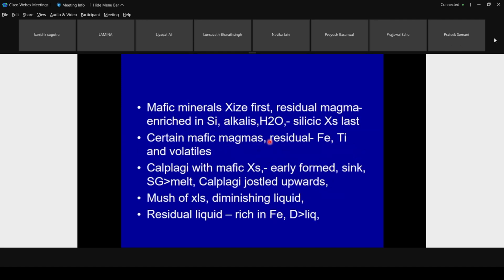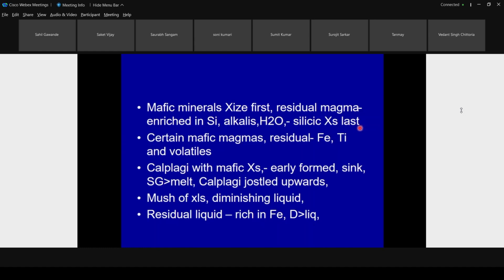What exactly happens inside? You will have mafic minerals crystallizing first. As one of the students said, the residual magma is enriched in silica. Is it right? The chemical composition includes Si, alkali, sodium, potassium, water; these are all chemical constituents. Because of the difference in chemical constituents, the silicic minerals will form at the last. Quartz, feldspar, muscovite are silicic minerals. Hornblende is a mafic mineral. Pyroxene is a mafic mineral.